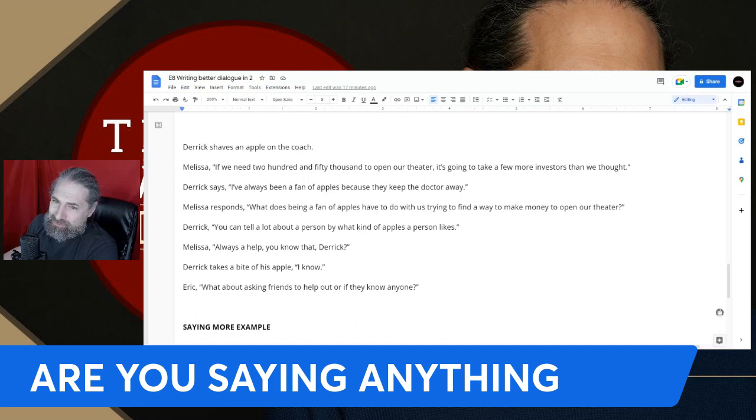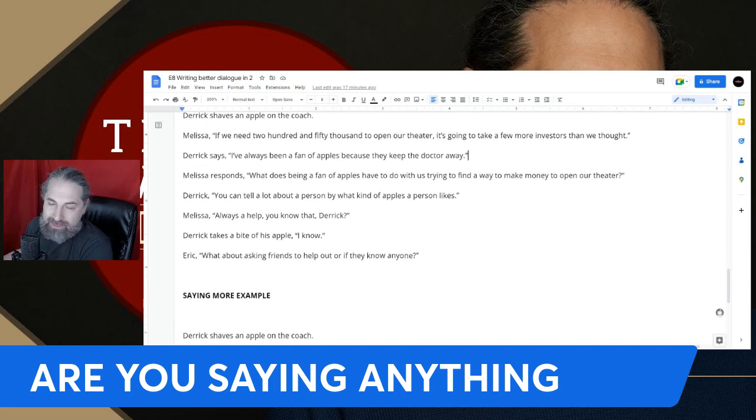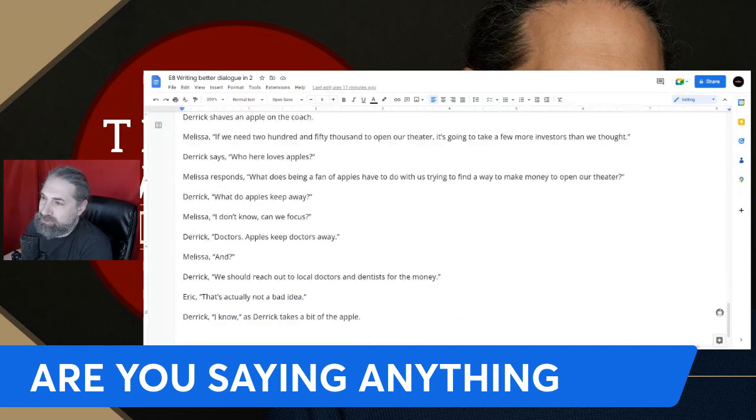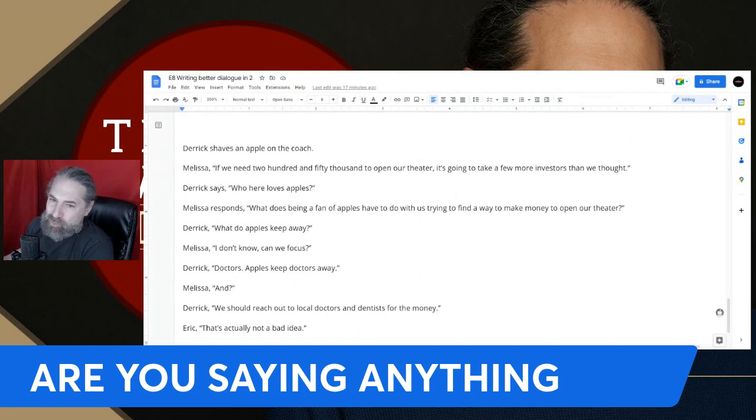So this first example doesn't really add to the story. The plot is being pushed aside almost in that moment. It's going to take a few more investors than we thought, and then Derek saying, well, I've always been a fan of apples, has nothing to do with it. It's just too crazy, just to have a character scene. However, this other version of the scene has a little bit more strength to it.